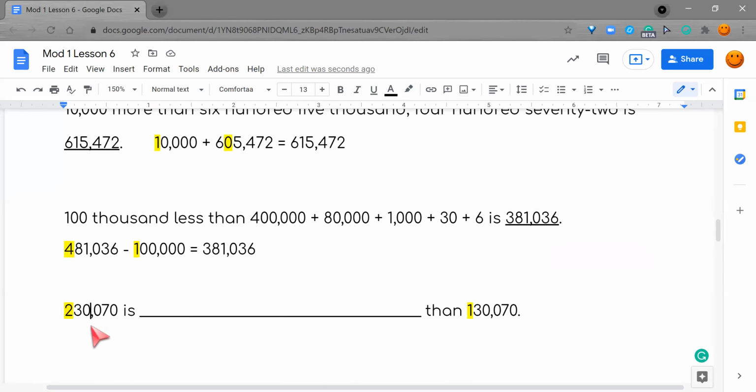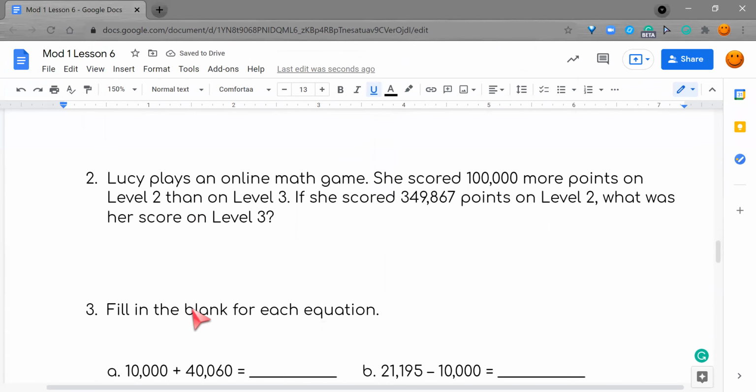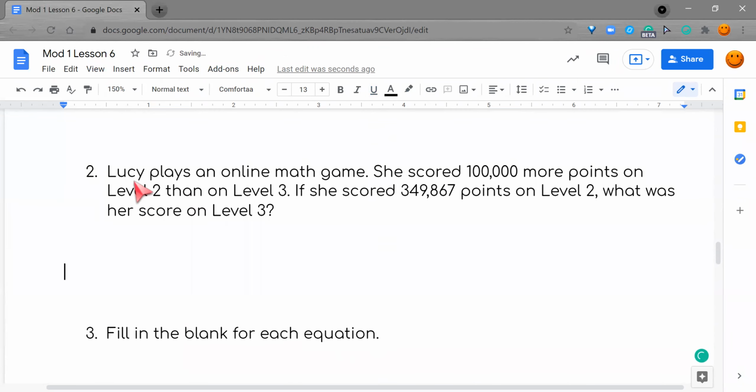So 230,070 is blank then 130,070. You guys are great. Yes, it is more than, but it's how much more than? Great job, you guys. Yes, it's 100,000 more than. Great job. So we're going to look at one more thing. Let's look at this problem right here.